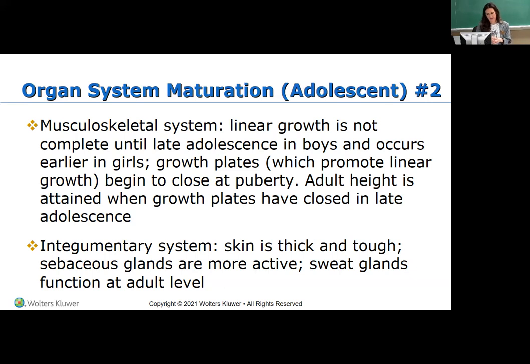Our integumentary system, so that's our skin. Our skin is very thick when we're teenagers, it's very tough. We have highly active sebaceous glands. We have our sweat glands that are forming and are very stinky and smelly. And of course, I mentioned problems such as skin issues, acne, facial acne, cystic acne, different things like that are likely to occur during this stage.